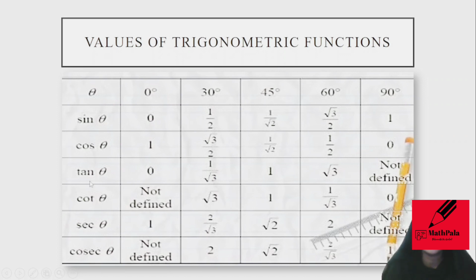And we know that tan theta is nothing but sin theta upon cos theta, that means 0/1, which is 0, then 1/2 upon root 3/2, that is 1 upon root 3, and so on. Cot theta is nothing but the reciprocal of tan theta, that means 1/0. 1/0 is not defined, and so on. Then 1 upon 1 upon root 3, which is root 3, and so on. Sec theta is the reciprocal of cos theta, and cosec theta is the reciprocal of sin theta. So we will get these values.